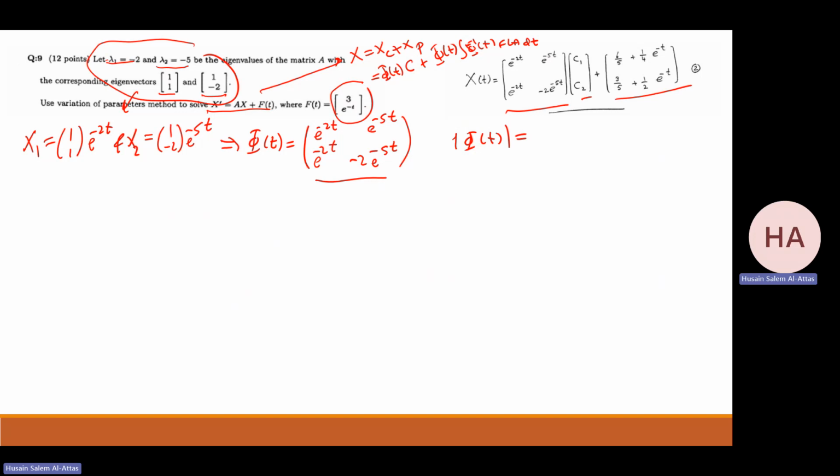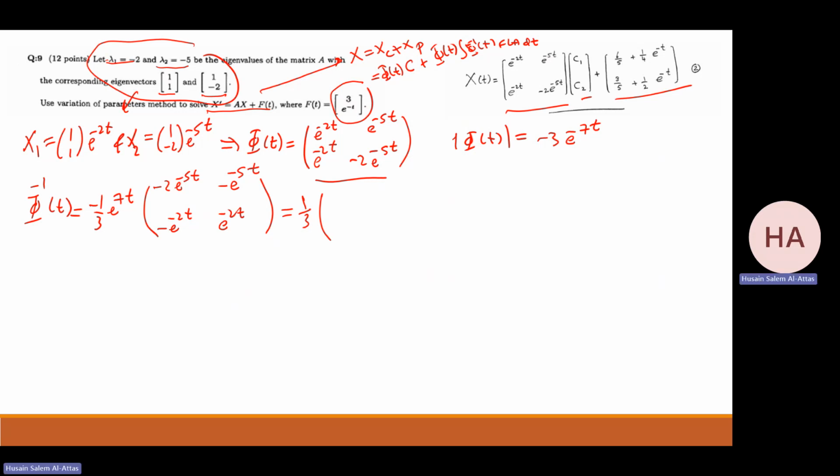That will be what? Minus 2 minus 1, minus 3 e^{-7t}. Oh, what a number. Is it? Both of them are minus. Yeah. So I have minus 2e^{-7t} minus e^{-7t}, which is minus 3. So phi inverse of t will be minus 1 over 3 e^{7t} times these two, I will swap them. This I will change the sign. Yeah, that will be what? Let me have 1 over 3 outside. But this one will be what? It's 3. Okay.